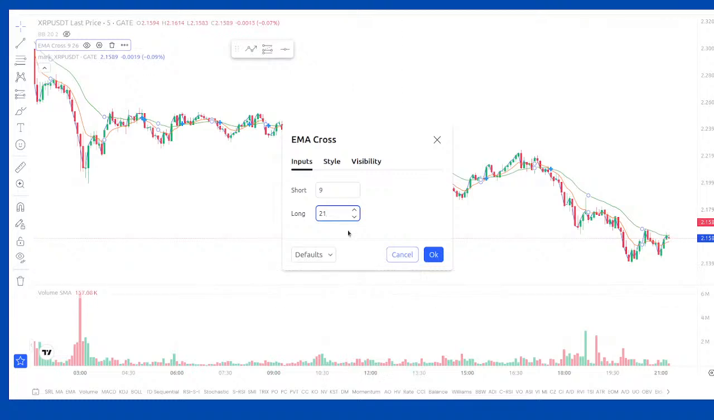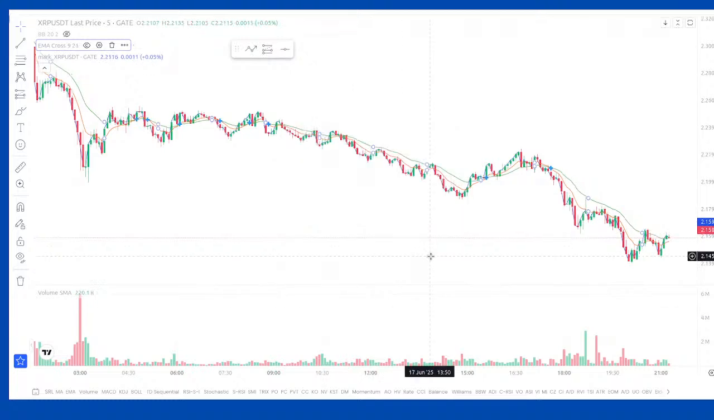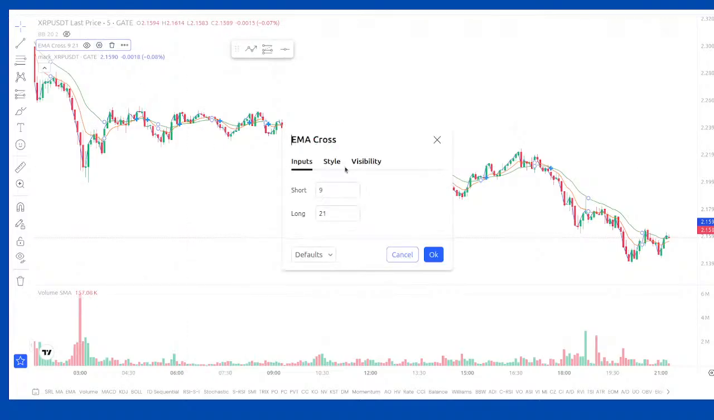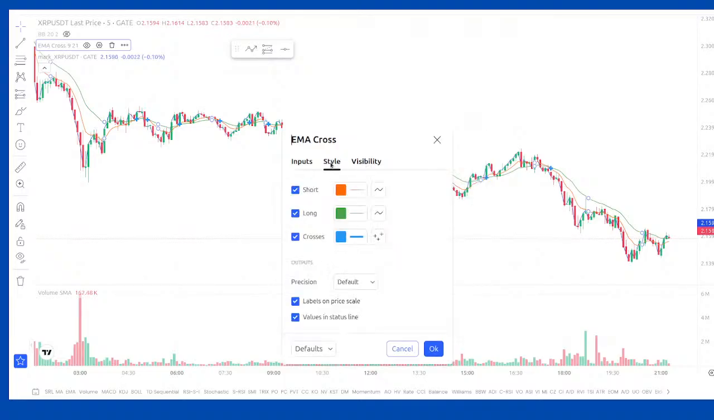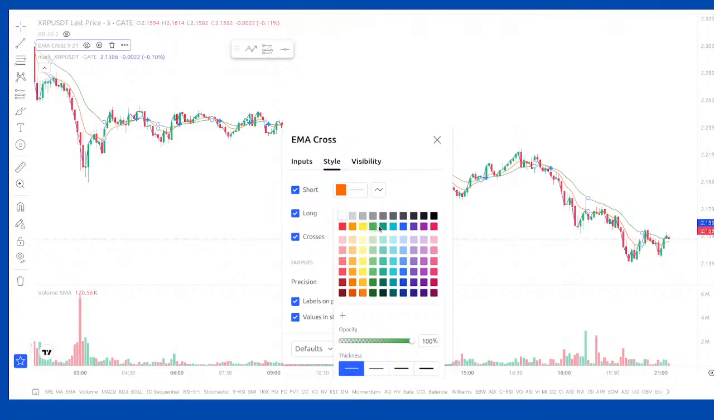Now you set EMA 21, and just remember, you can change the color if you want, for visibility in case you are colorblind to the given color. So you go to style. For the style, you can choose short to be yellow, and long you can choose to be green, or rather the color you want. For this, let's choose green, and we just accept.